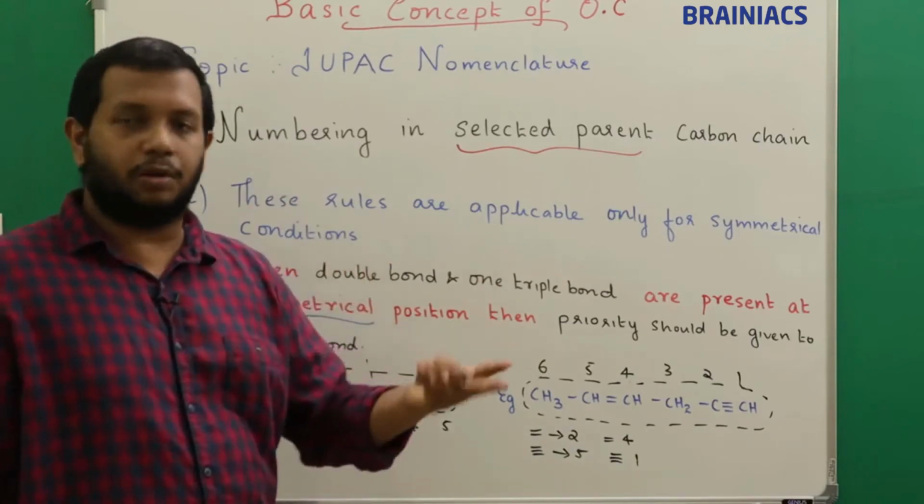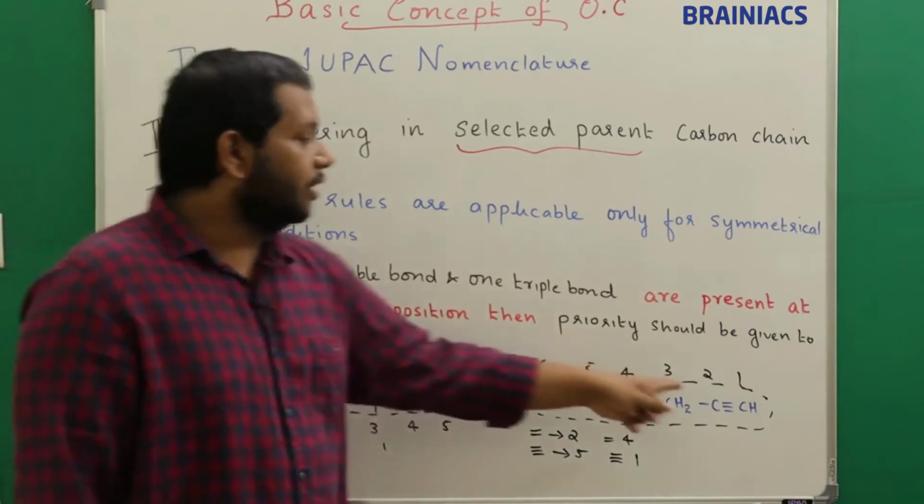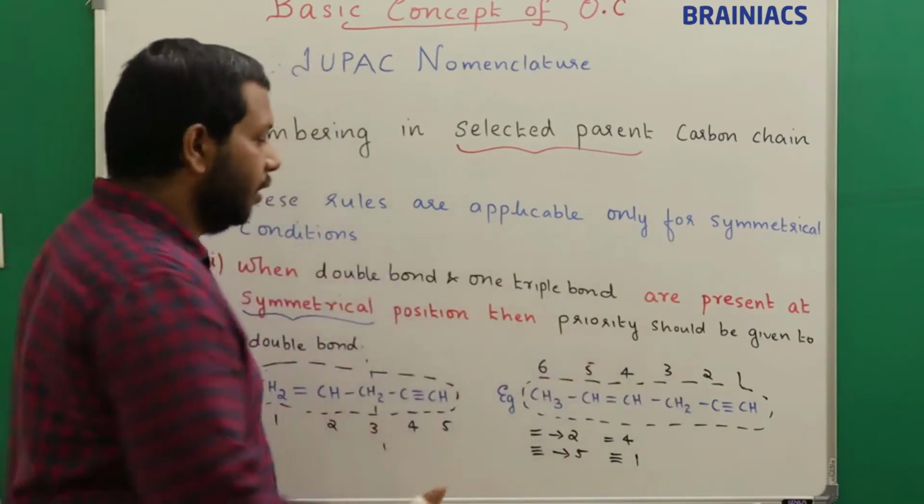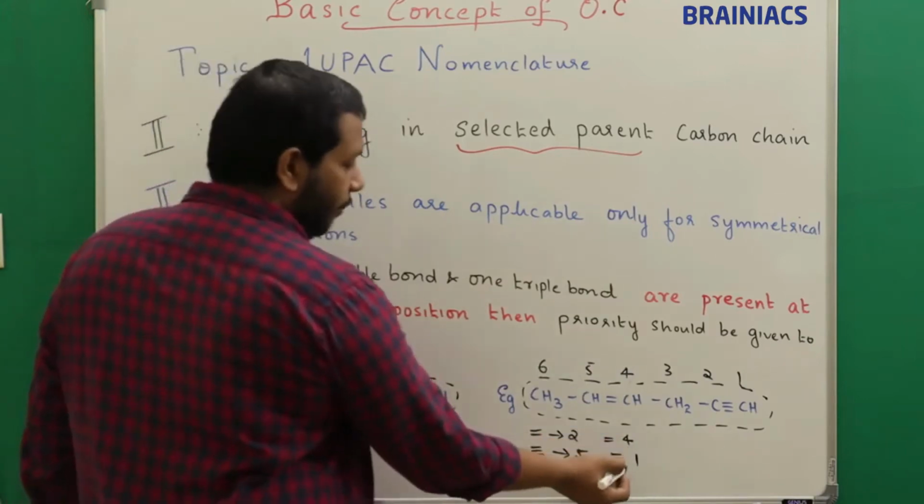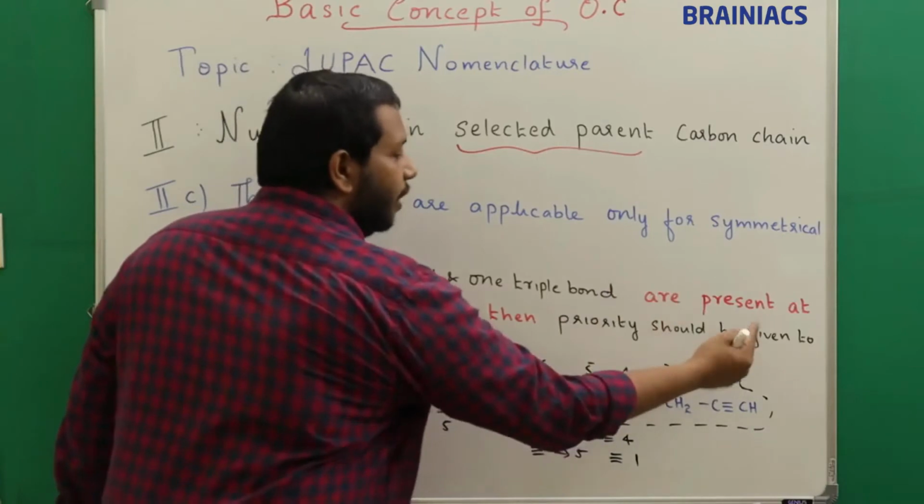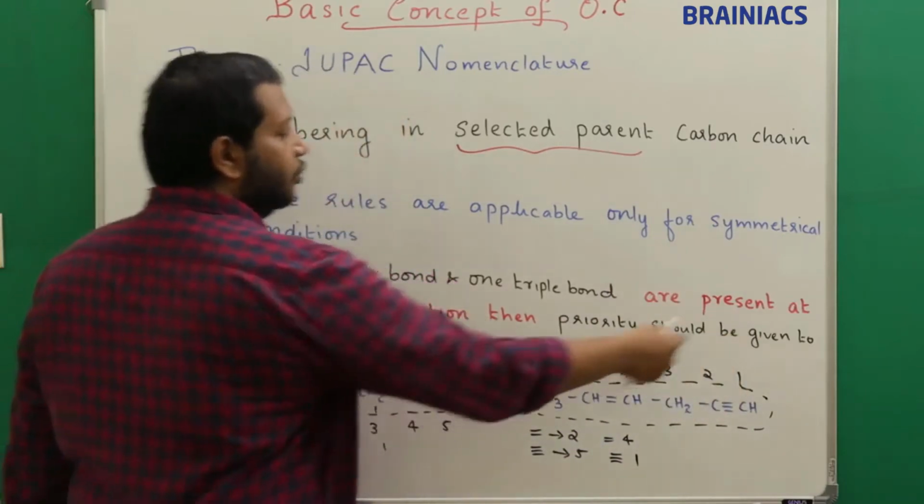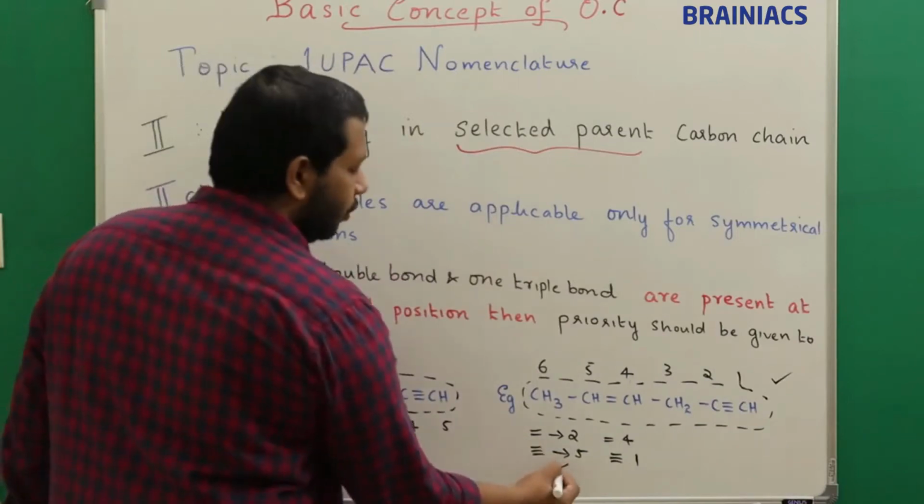In that case, what will you do? You should choose the path in such a way that any of the multiple bonds gets the lowest number. So here the lowest number is which one? 1 is the lowest number. That number 1 is coming in which way? It is coming when you are numbering from right to left. So this should be my correct numbering. That's why I am telling this is wrong.